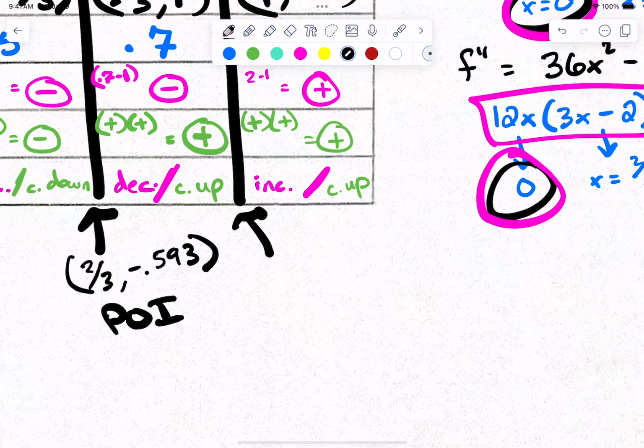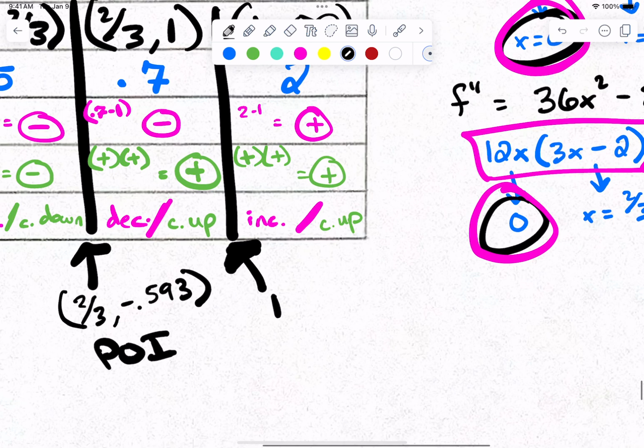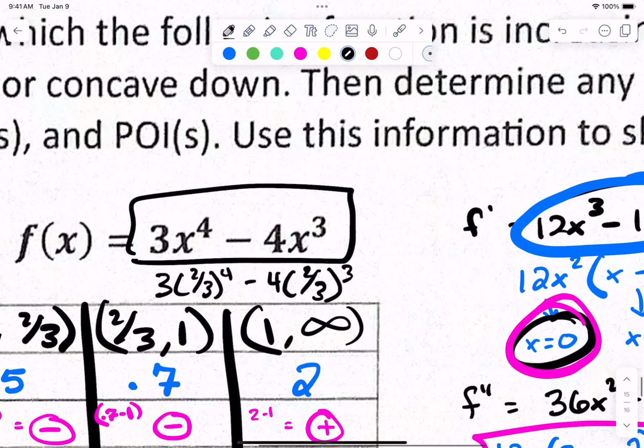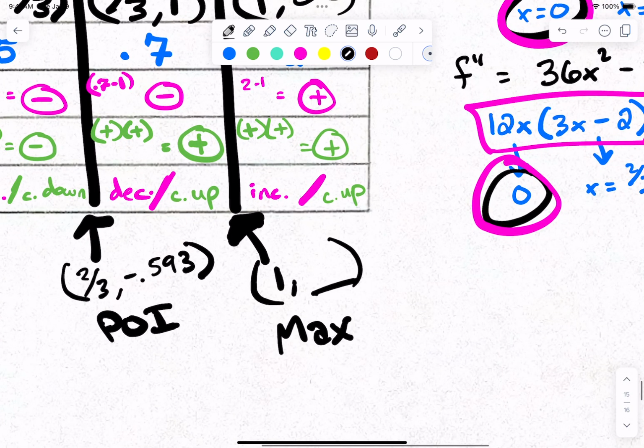And then this guy, what is he going to be? The third place, he's going to be 1 comma something. He's going to be a min. He's decreasing on the left, increasing on the right, so a min. But he's not a poi because he's the same concavity on both sides, so he's a min. We don't have any maxes. 1 comma, and if we plug 1 in, it'll be 3 minus 4, so negative 1.